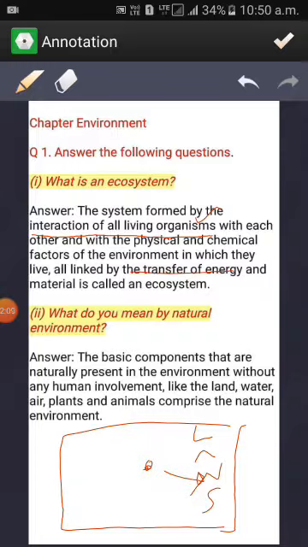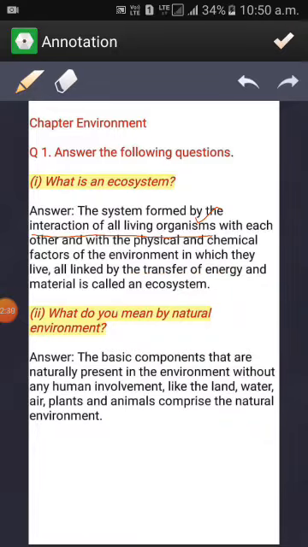In this process, there is transfer of energy. For example, a living organism depends upon another living organism. That means it derives energy from other living organisms or from the abiotic components of the environment. So we can say there is transfer of energy and material. This system is called the ecosystem, right?